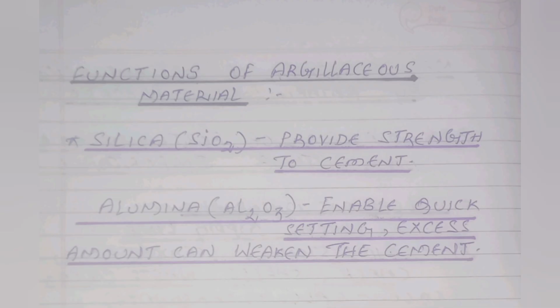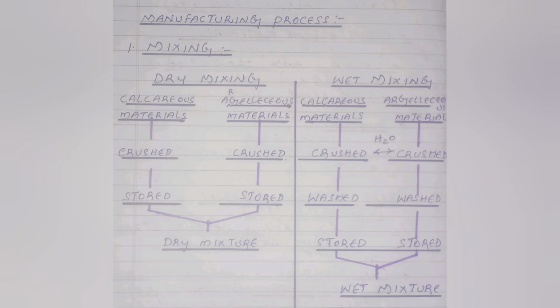Functions of argillaceous material. Silica provides strength to cement. Alumina enables quick setting. Excess amount can weaken the cement. Manufacturing process. Mixing. Dry mixing, wet mixing. Dry mixing. Calcareous materials, argillaceous materials. Materials are crushed, then stored. Then it forms as a dry mixture.